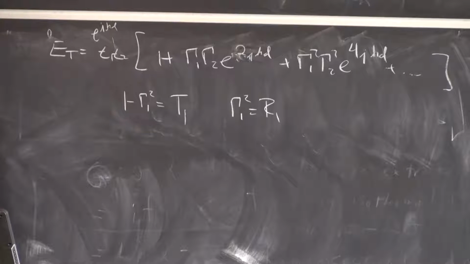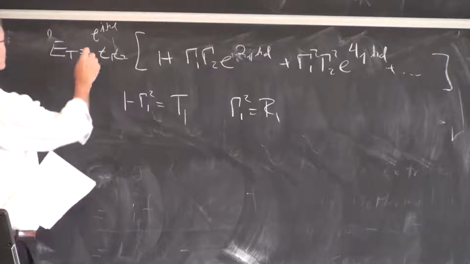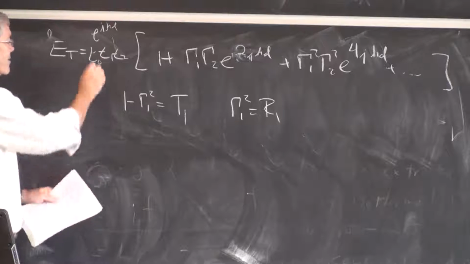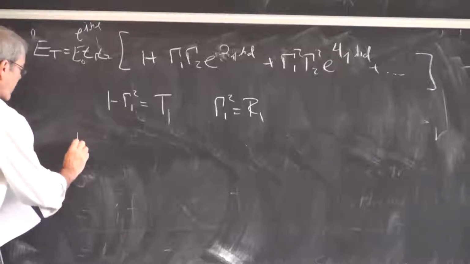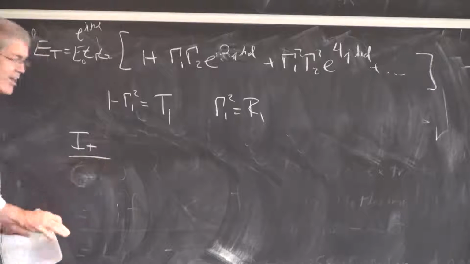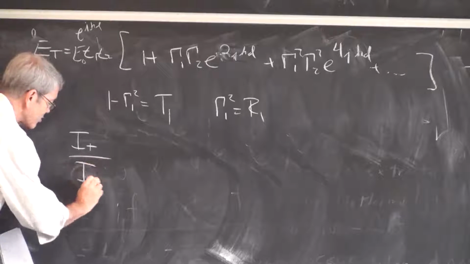Question? Where did E naught go? Oh, E naught should be here. E naught should be in here too. Yeah. It's all going to normalize out. So what I do is I sum it up, and at the end of the day, you can say, okay, my transmitted intensity divided by my incident intensity. That's where E naught went.